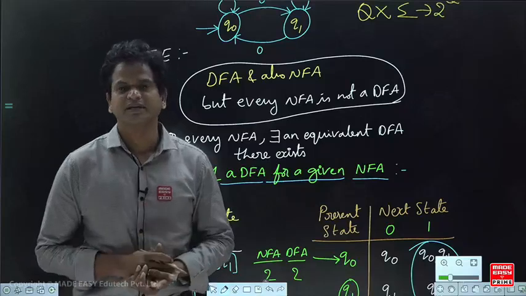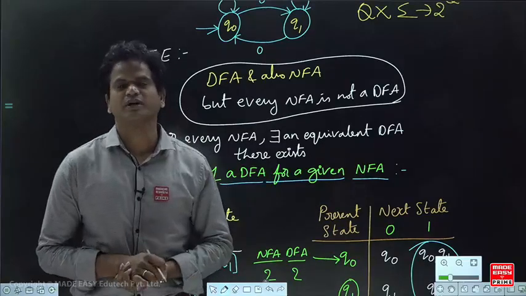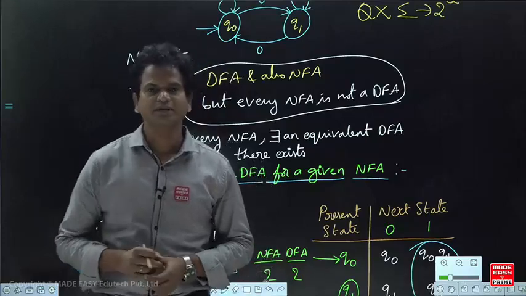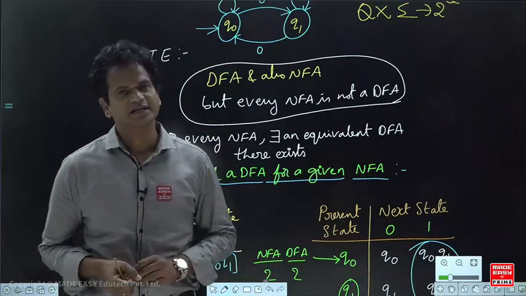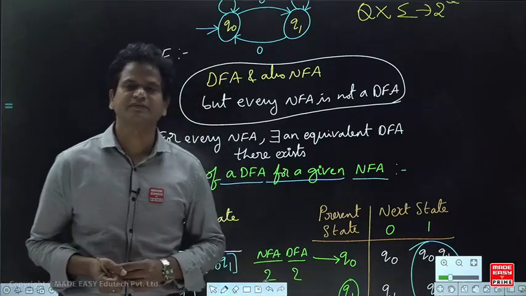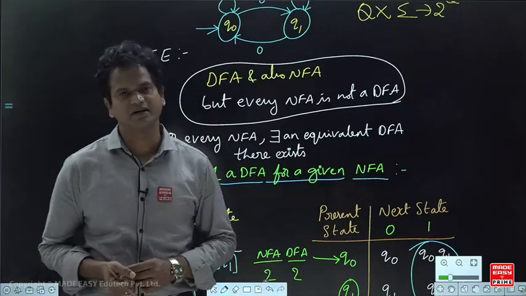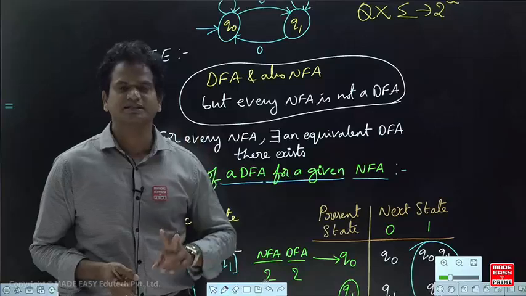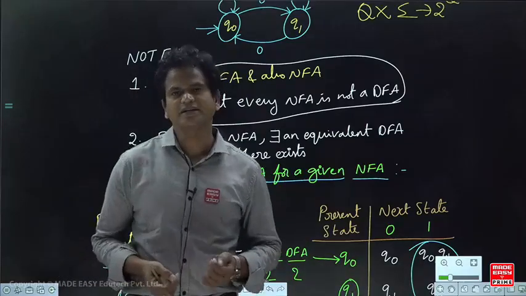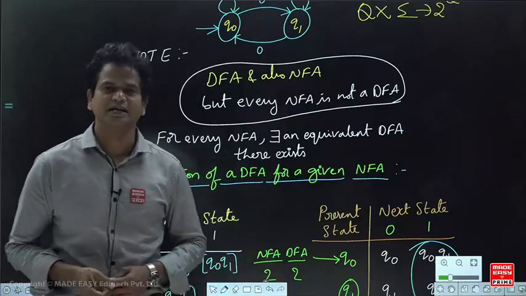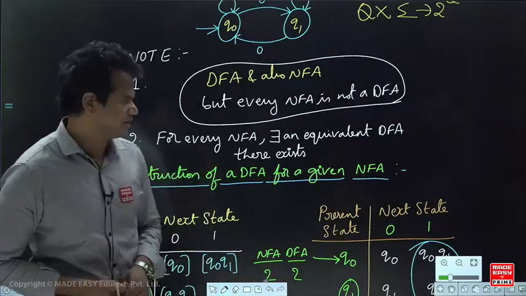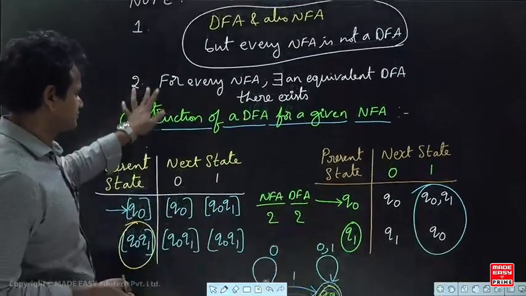What is a DFA? If it satisfies two conditions. What are the two conditions? First condition, at every state, for every input, it must be defined. Second condition, at every state, for every input, it must have a single output state. If these two conditions are satisfied, then only the machine is a DFA. If it violates any of these two conditions, then it comes under NFA. And every DFA is an NFA, but every NFA is not a DFA. So we have done the conversion.